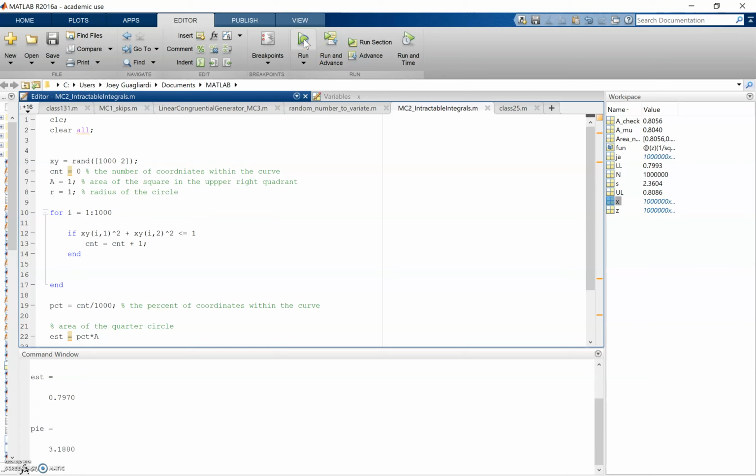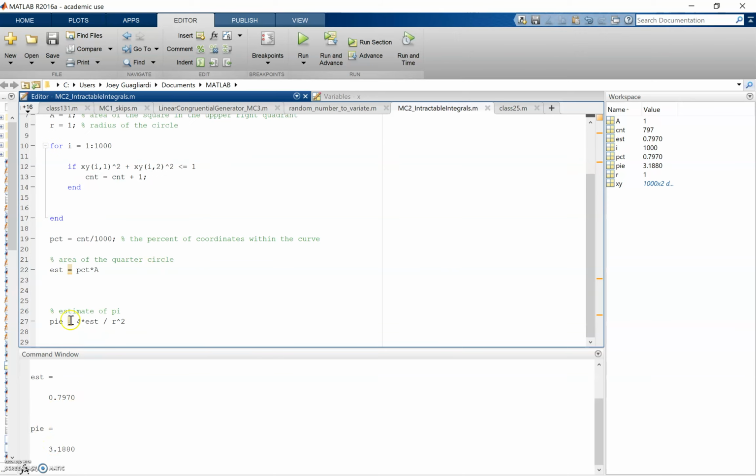So we'll run this. As you can see, we get an estimated area of 0.797, and pi is estimated to be 3.18, which obviously is off, but that's because we did 1,000 iterations. When you run it at 1,000,000, it's much closer to what pi actually is. And solving the equation down here, the area of the circle for pi gives us this number here.